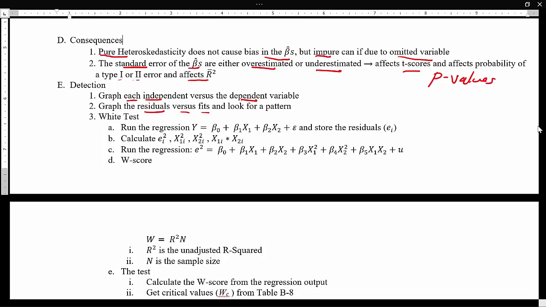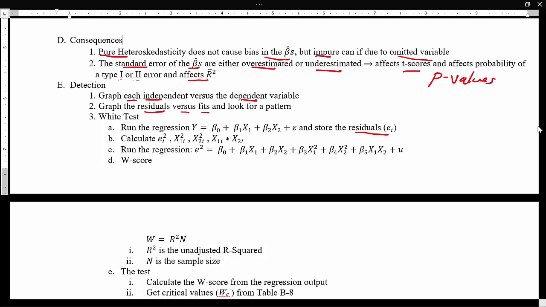So we run the regression for y as a function of our x variables. I wrote this out just assuming we had two x variables to keep this really easy. Y equals beta 0 plus beta 1 x1 plus beta 2 x2 plus our error term. When you run this regression, you're going to store the residuals. This is quite easy to do in Minitab, and I'll show you how to do this in a moment.